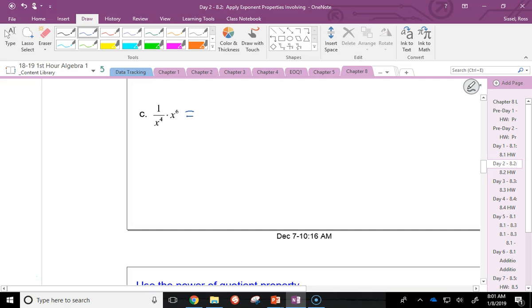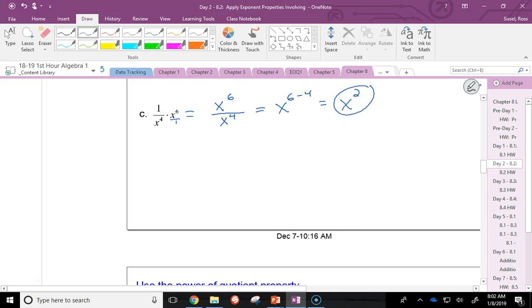Reagan, what do you got? Good. Because this is a whole number, it's like it's over 1. So we first simplify. 1 times x to the 6 is x to the 6th power and x to the 4th power. And then Alex, to solve this, what would you end up getting? X to the 2nd power. Good. So I did 6 minus 4, x to the 2nd power.